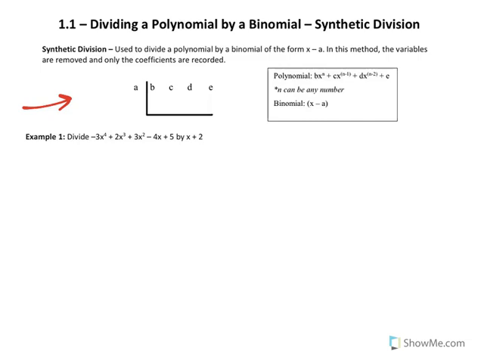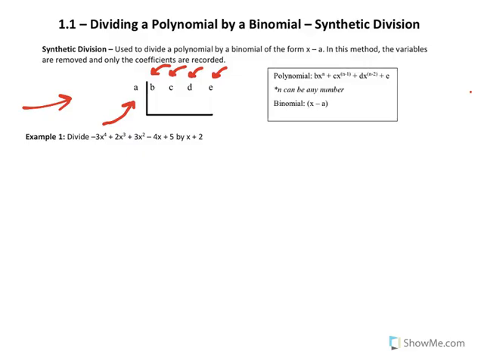So we've set it up like this. What we do is we put all of the coefficients in here, just the numbers. We don't need the variable. And then this is our divisor. And we always solve for a. So it's the opposite symbol: if it's positive, you put a negative. If it's a negative, you put a positive. Okay, so we're going to synthetic divide this.